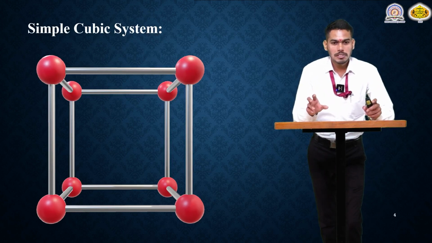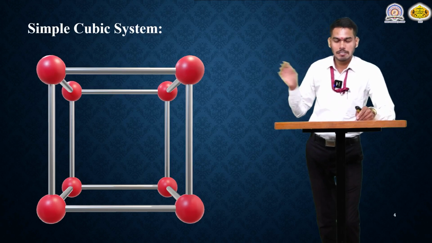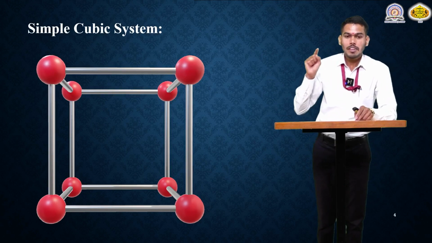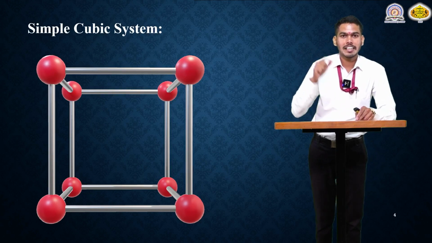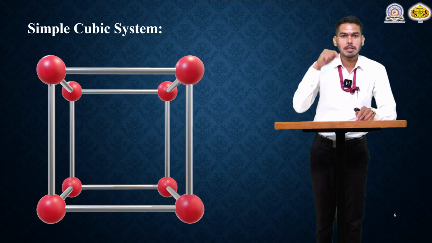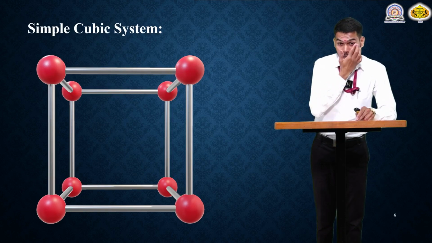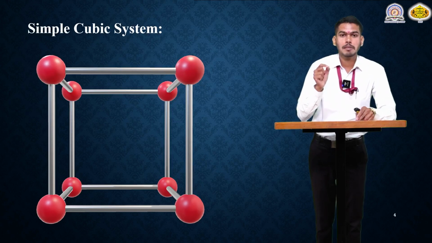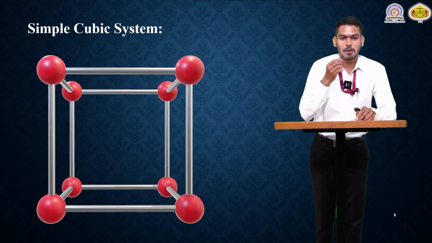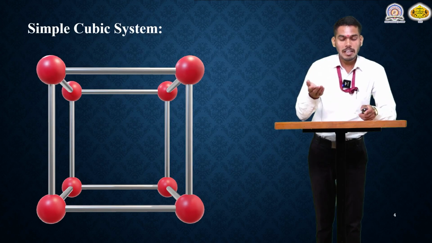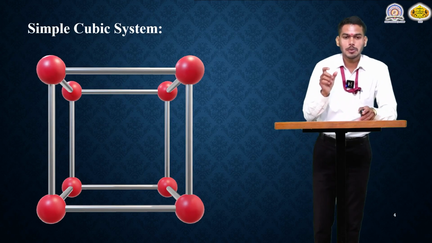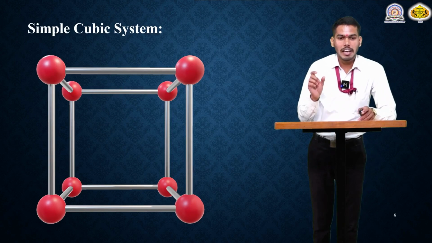In a cubic system, as we are seeing, A, B and C, that is height, breadth and width, are the same. So, A is equal to B is equal to C, and the angle between each line is 90 degrees. In a cubic system, A, B and C are called lattice constants. So, lattice constants are all equal and the angle between them is 90 degrees.